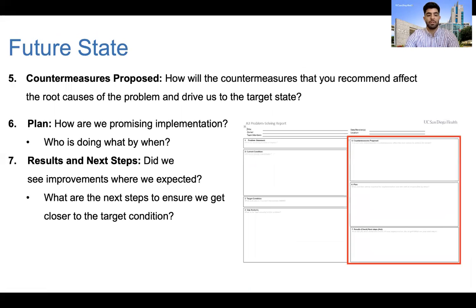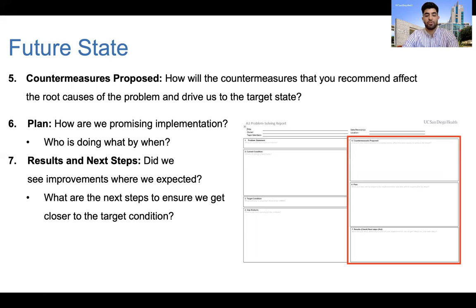The fifth step is proposing countermeasures. How will the countermeasures that you recommend affect the root causes of the problem and drive us to the target state? You always want to connect it back to your root cause analysis. The sixth step is implementing your plan. So how are we approaching implementation, specifically creating a plan that illustrates who is doing what by when?